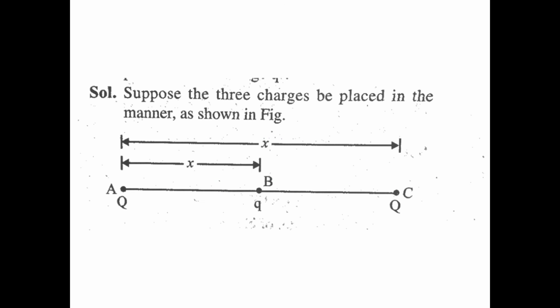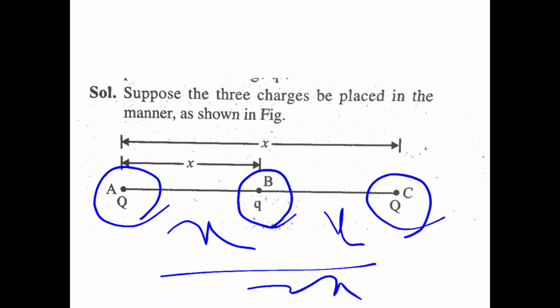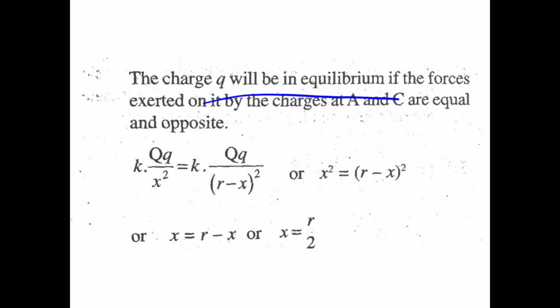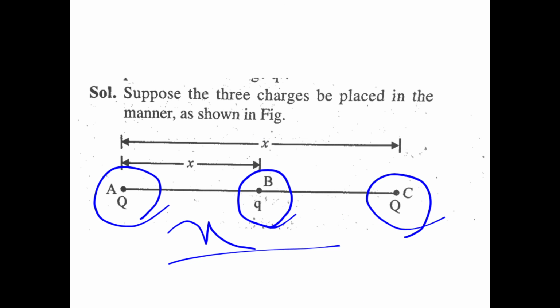Let's see the figure. Here two identical charges plus Q and plus Q, and small q is placed at the middle point. As we solved in the previous question, this is x, that is x, total is 2x. Next, the charge q will be in equilibrium if the forces exerted by charges A and C are equal and opposite. Total is r, and this is r minus x.